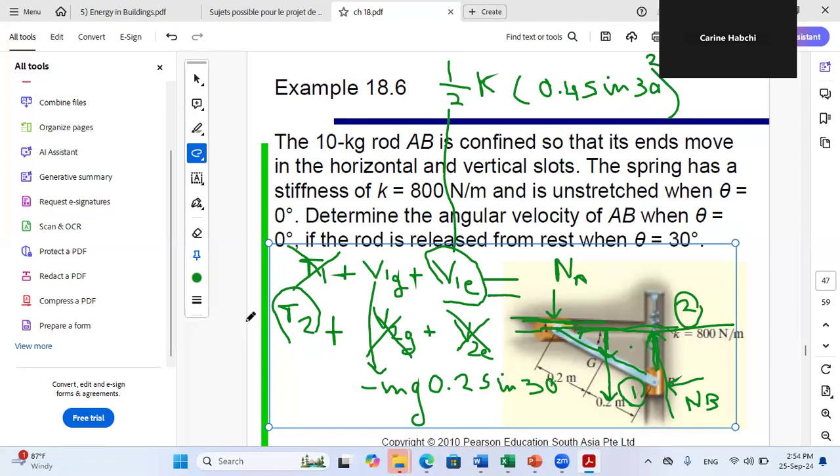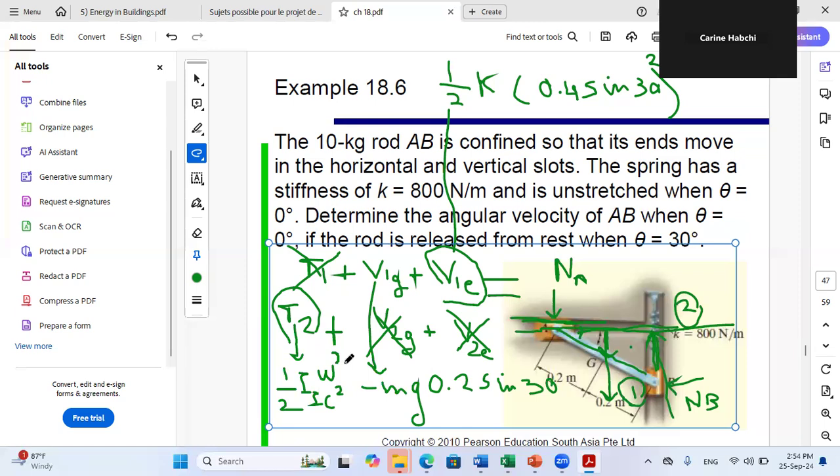What is T2 in this problem? What is the type of motion here for rod AB? General plane motion, very good. So we have two methods here. Either we use half m vG square plus half IG omega square, or what else can we use? The second option: half inertia about the IC times omega at state 2 square.